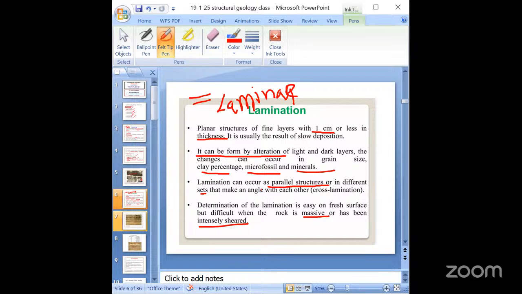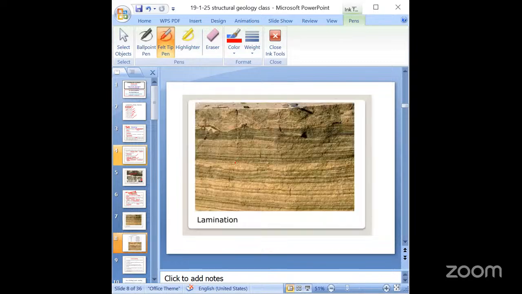And also stratum is there. Stratum is an umbrella term which is used to cover both bed and lamina, bed and lamina. So the stacking up process of strata one over another is called stratification. So you see, this is the lamination.